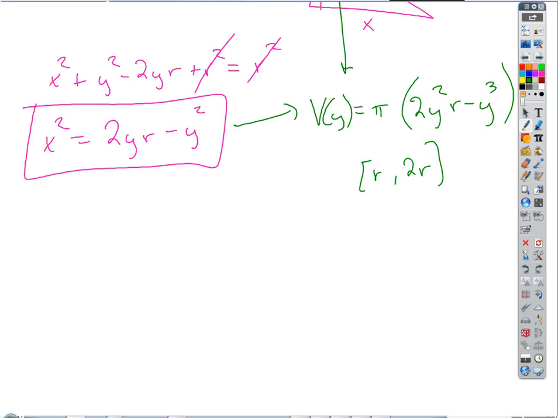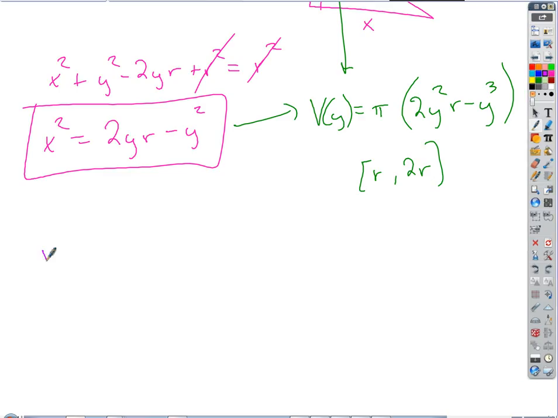There's our domain. That's a polynomial. That's an easy one, right? What's V prime of y? I can leave the pi out front, right? You have 4y. Or no, the r is not a variable, remember? It's a constant. So it would stay the same, minus 3y squared. Yeah. Right? So constants stay the same.